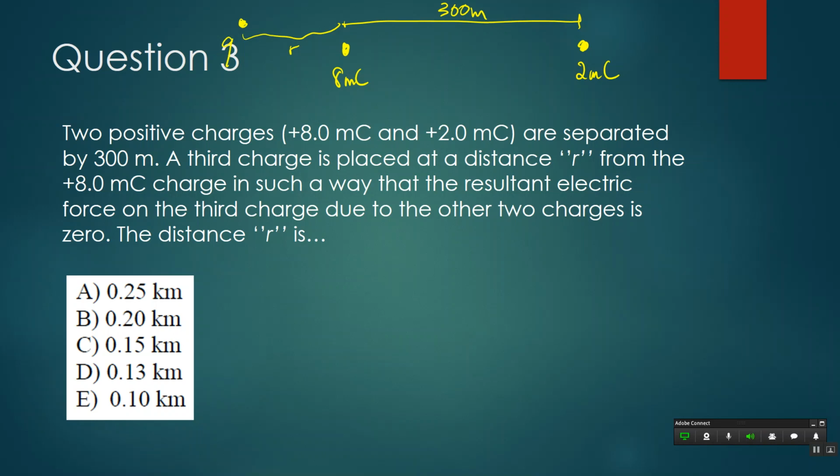You're saying it's between the two. That's not really clear though. So you're saying that Q is somewhere here, and this distance is R, therefore this distance is 300 minus R.